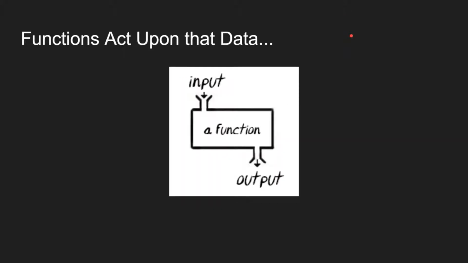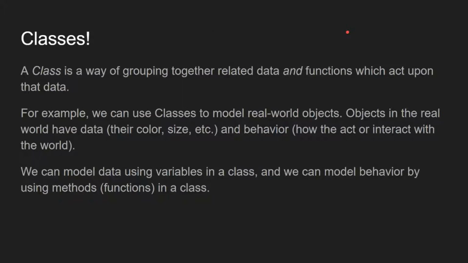We've also learned that functions can act upon data. Primarily, functions act upon data we input, and give us output based on that data, usually a predictable output. Say we have a function called add1: we give it 2, it gives us 3. The function just acted upon the data we gave it. So variables can store data, and functions can act upon that data. A class is a way of grouping together related data and the functions which act upon that data.